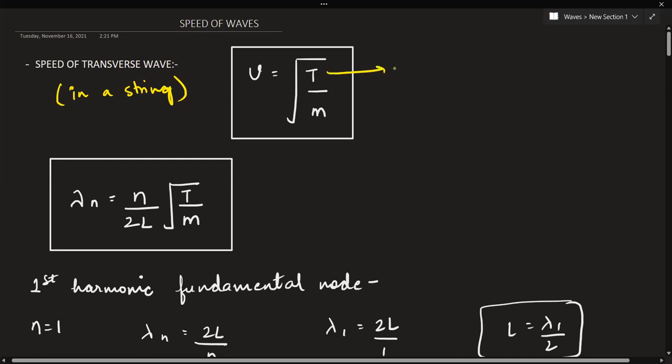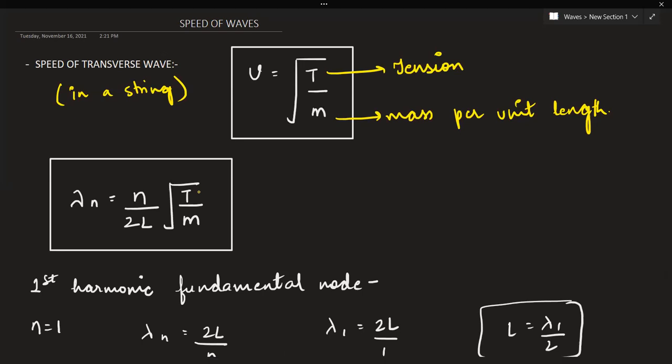T is basically the tension. And M is not only mass, this is mass per unit length. If I say 5 kgs is for, let's say, 6 meters, so this will be 5 by 6, that is mass divided by length, mass per unit length. And the frequency will correspond to this: it will be n by 2 lambda under root T divided by M. This is the standard value for velocity and the standard value of frequency.